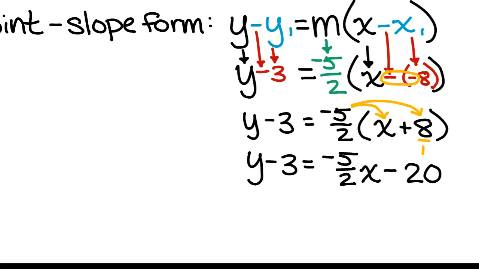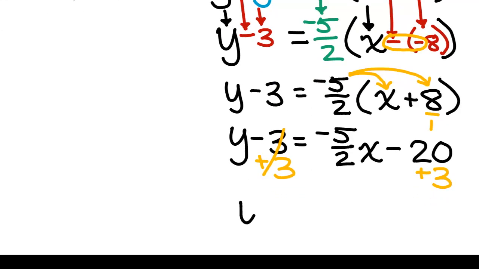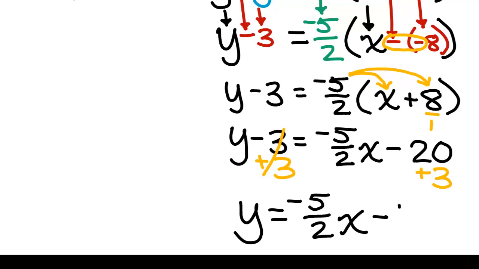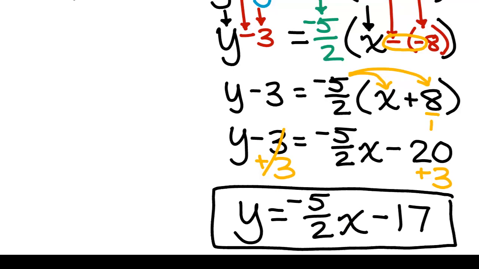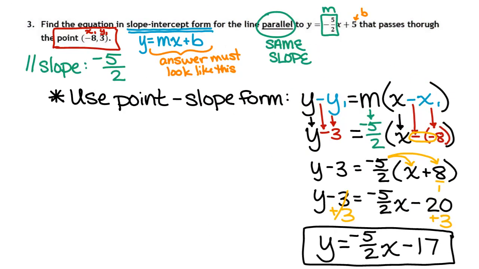There is one last thing I need to do to get it into y equals mx plus b form. I need the y all by itself. Add 3 to both sides. So my final answer in slope-intercept form is y equals negative 5 over 2x minus 17. Negative 20 plus 3. Oh.